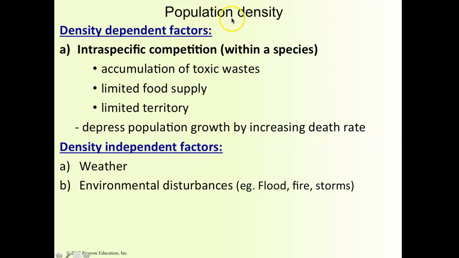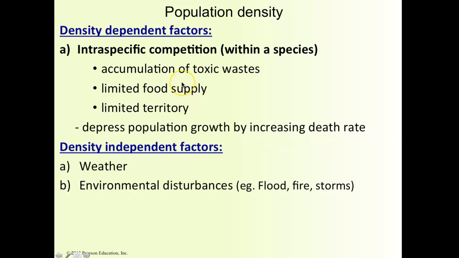So population density, how many organisms inhabit a certain area, there's two things that can influence it. There's density dependent factors, which is basically competition within that species, right? Within a species, which is what intraspecific means. They're going to compete for food, they're going to compete for territory, and there can be accumulation of toxic wastes that they create, right? So we're going to depress the population growth by increasing the death rate.